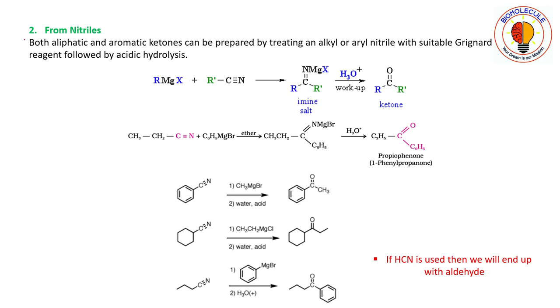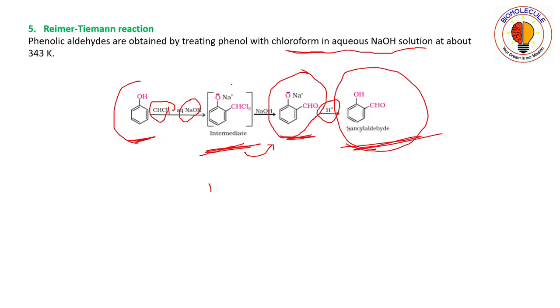Okay, so now from nitriles. Both aliphatic and aromatic ketones can be prepared by treating an alkyl or aryl nitrile with a suitable Grignard reagent followed by acidic hydrolysis. So this R prime, okay, this can be alkyl or aryl. And here this R will go and just attack the carbon, as you have seen in the aldehyde. You have seen that when hydrocyanic acid reacts with Grignard reagent, you are getting only aldehyde, that is only formaldehyde. Here you can check. I'll show you.